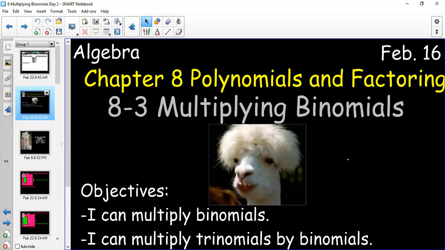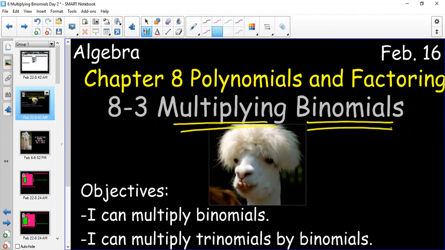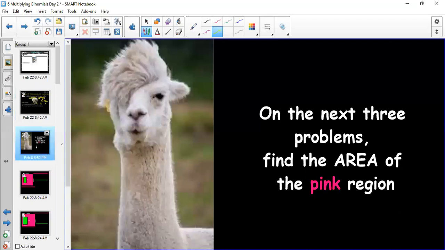We are going to pick up where we left off with the lesson right before this, which is multiplying binomials. If you remember, a binomial means that there are two terms, binomial meaning two. All right, so we are going to take a binomial times a binomial, and we learned how to do that on our last lesson, and we're just going to apply it to some geometry here.